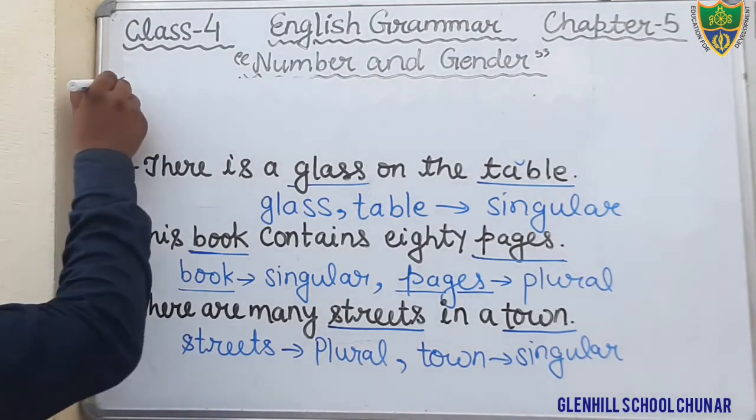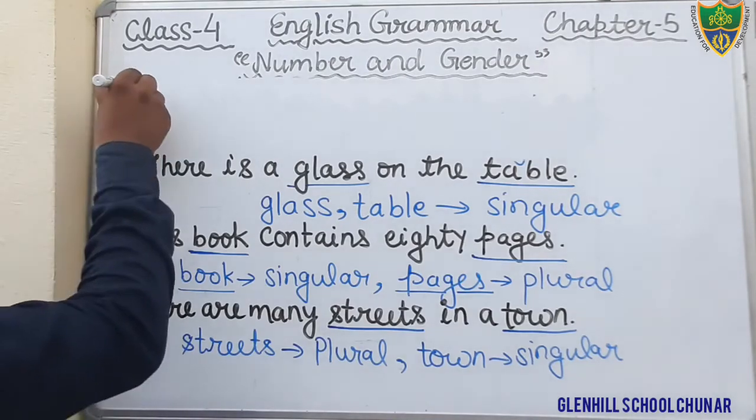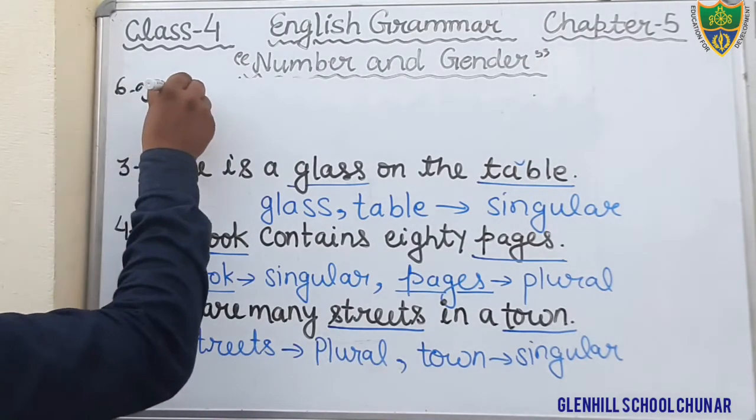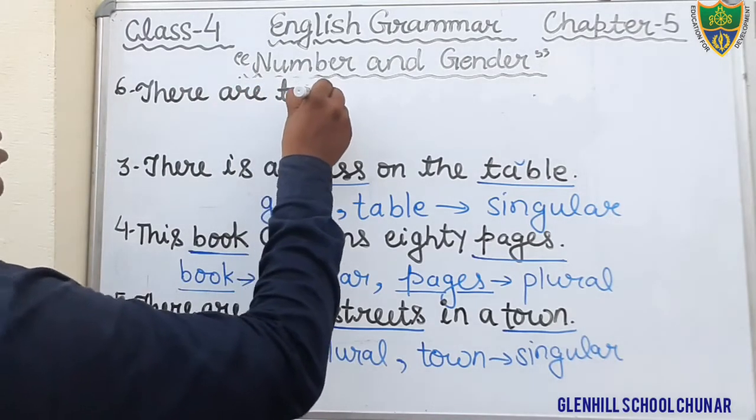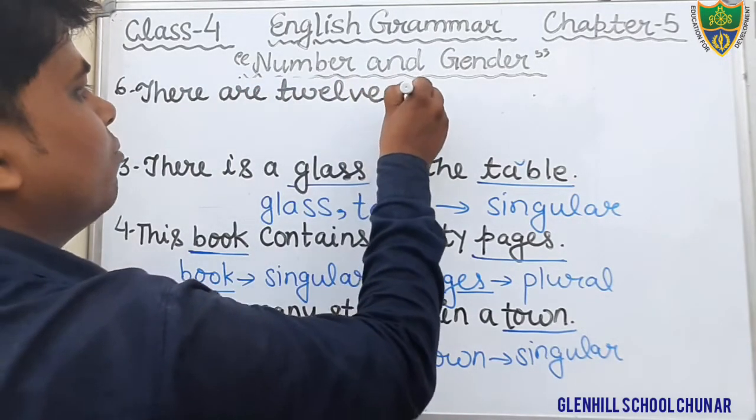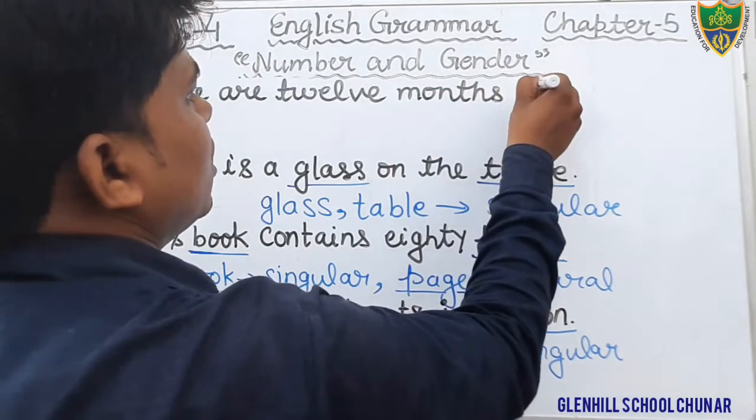Question number 6. What is it? There are 12 months in a year. There are 12 months in a year.